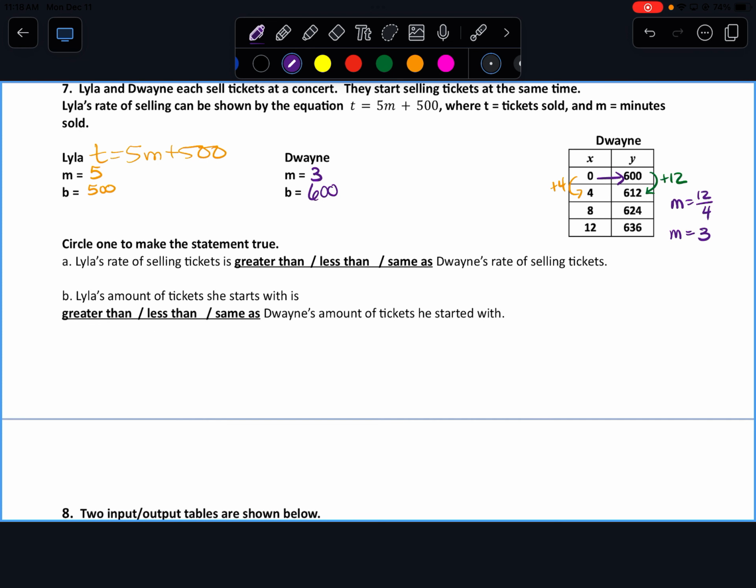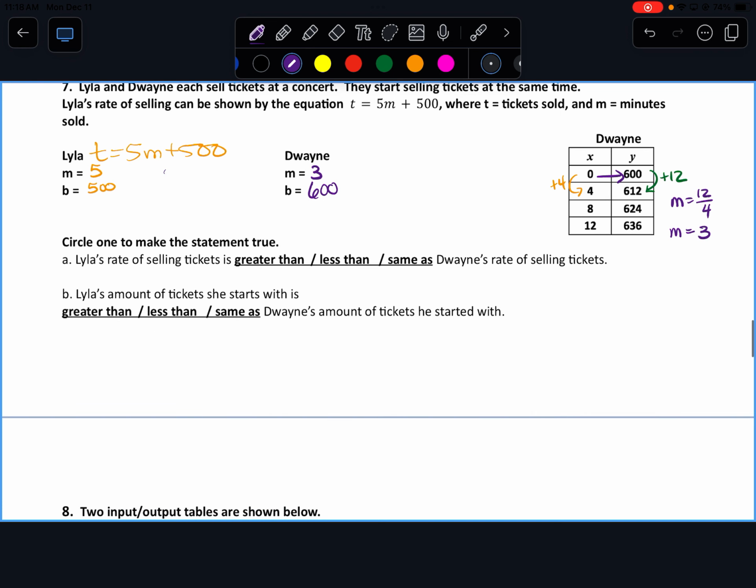Lila's rate of selling tickets, so this number right here, and we're comparing it with that right there, is greater than Dwayne's. Lila's amount of tickets that she starts with is, now we look at these numbers, is smaller than, is less than Dwayne's amount.